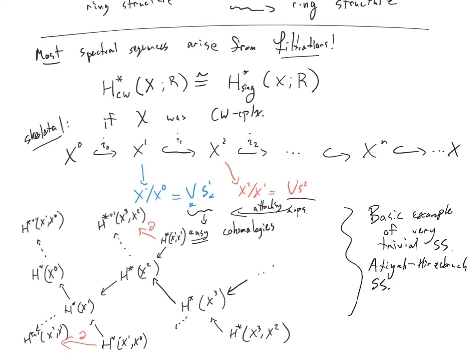That tells you how to go from information about, in particular, the data you're given is the fact that the cells have easy cohomology. So if you know what the cohomology of a single sphere is, and you know about all your attaching maps in your space, you can reconstruct the information about the cohomology of the whole space.